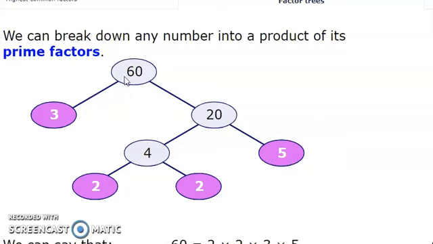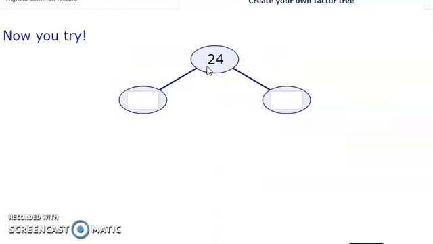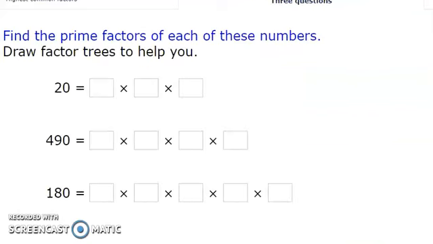That means 60 equals 2 times 2 times 3 times 5. And here we are getting 2 two times, so we can say 60 is equal to 2 square times 3 times 5. Now you can try 24 to factorize in a similar way as I explained earlier. And here you have a few more questions to solve as homework.